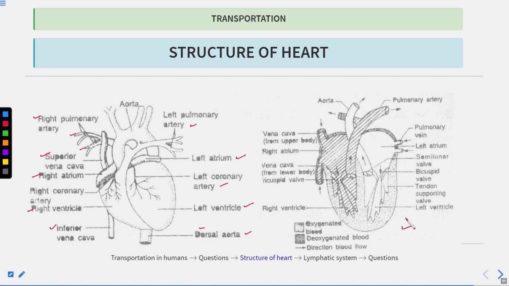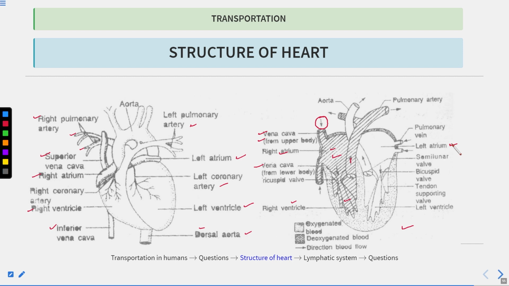And here you can see the flow of the blood. Blood is entering through the vena cava. This is the superior vena cava, which carries deoxygenated blood. This atrium receives the blood. This is the right atrium, this is the inferior vena cava, and this is the right ventricle. From the right atrium, the blood enters the right ventricle. Then you can see the blood flows through the pulmonary artery. Here also you can see the direction of the blood flow.